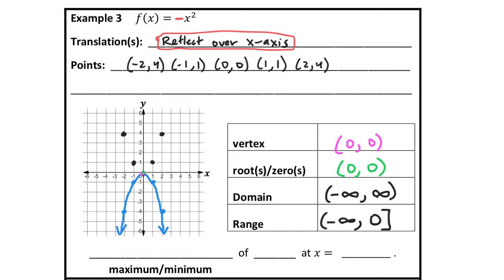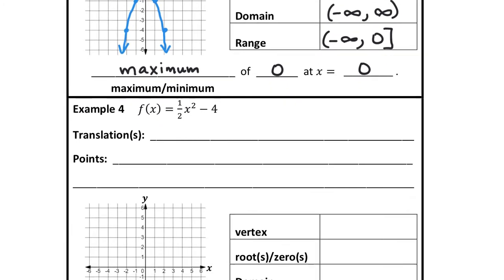So now we have a maximum. Notice I changed the word minimum to maximum now. And we have a maximum height of 0 at an x location of 0. Okay. And then we're going to go to example 4.